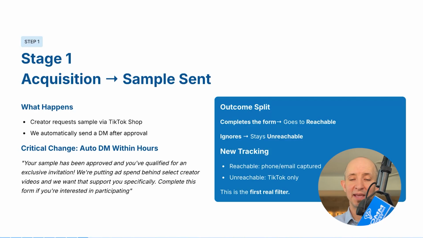Because if you don't have that contact info, they fall into kind of two buckets at this point. If somebody fills out the form, they go into our reachable bucket, right? So now they're basically an unactivated creator, but they're now reachable. But if they ignore our message or they never complete the form, we're tagging them as just unreachable.